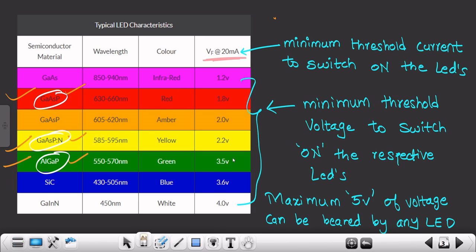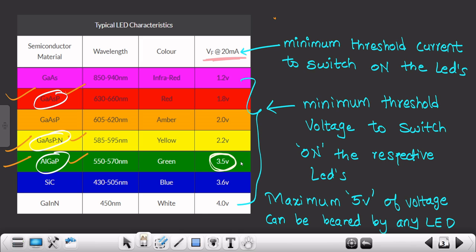That means we require at least 3.5 volts to switch on this LED. As you can see, 2 volts is less than 3.5 volts, so obviously it can easily operate the yellow color LED. And again, 1.8 volts is less than 3.5 volts, so it will also switch on the red color LED as well. And since the green color LED requires 3.5 volts to be on, with just one voltage we are able to switch on all 3 LEDs. So this is what we have seen as of now.